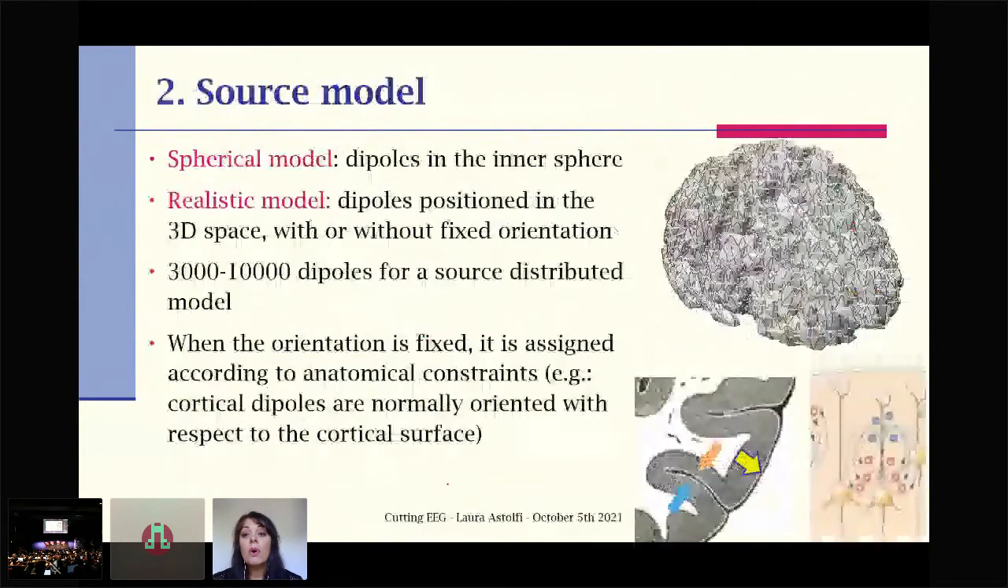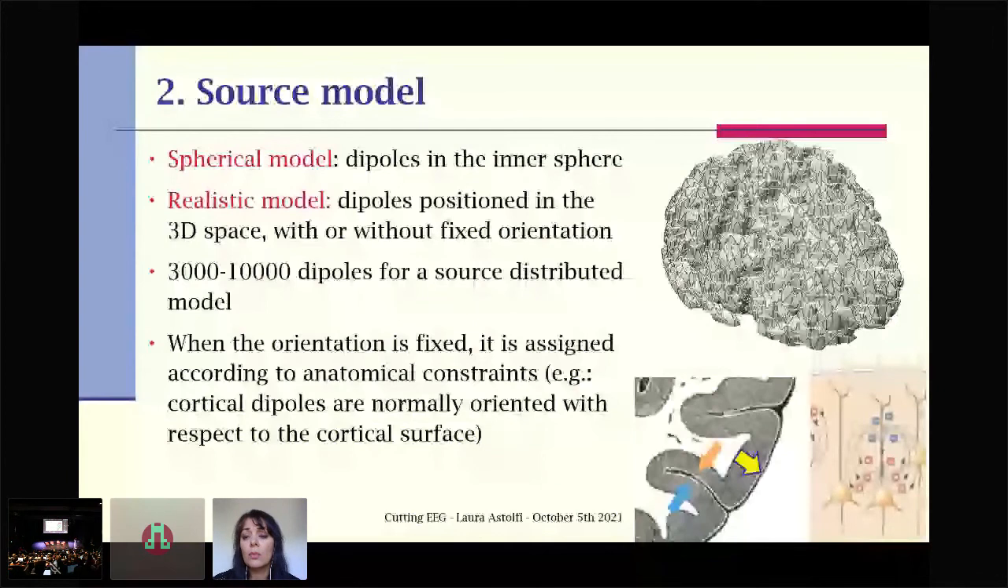We need a source model. In the source model, we just need to put the dipoles that represent our sources. The number, position, and orientation of the dipoles depend on how coarse or how detailed our model is. It depends also on the geometrical information that we have. If we are using a spherical model, we will put the dipoles in the inner sphere. If we are using a realistic model, the dipoles can be positioned in 3D space according to the geometry of the cortex or of the deeper regions.